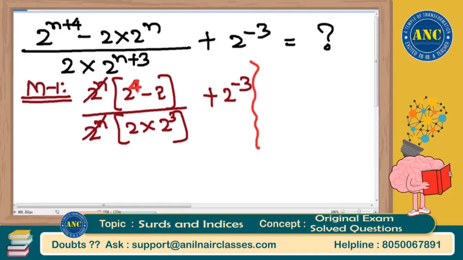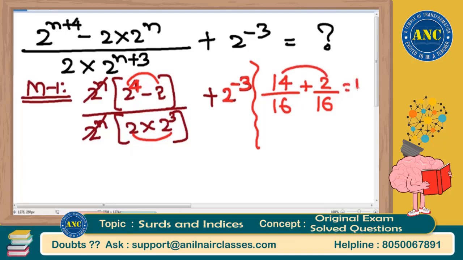2 power 4 is 16. 16 minus 2 is 14, divided by 2 into (2 power 3, which is 8, into 2, so 16, plus 1 by 8). 2 power minus 3 is 1 by 2 cube, which is 1 by 8. 1 by 8 is nothing but 2 by 16. So 16 by 16, the answer is nothing but 1. This is my method 1.